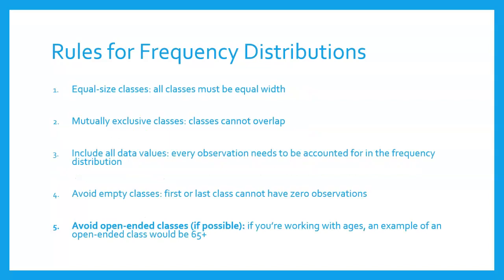And then finally, avoid open-ended classes when possible. An example of an open-ended class, if we're working with ages, would be 65 plus. So if possible, we want to have a start and an end to every single class in our frequency distribution.